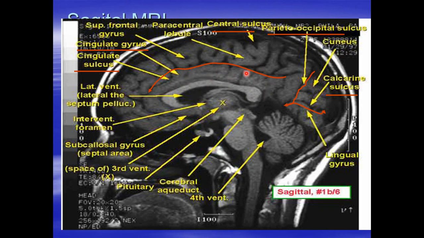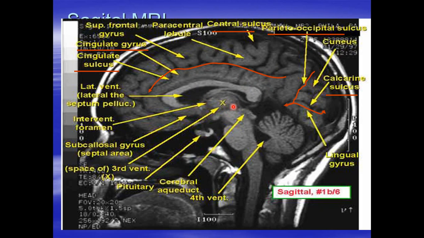This is the cingulate gyrus, which is part of which lobe? We talked about it a minute ago. The limbic lobe, exactly. So the cingulate gyrus is a part of the limbic lobe, okay? And then we have the red line here, which is the cingulate sulcus.